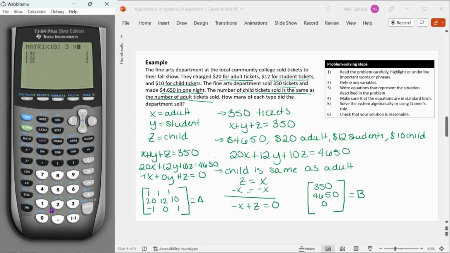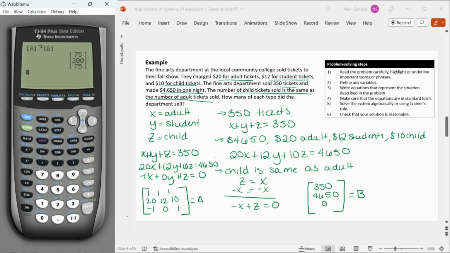Matrix B is a 3 by 1 matrix. So I'm going to enter now 350, 4,650, and 0. Okay, so now I need to go back to my home screen. And remember, I'm going to do Cramer's rule. So I do second matrix, and then I choose matrix A, and then I do x to the -1, and then I do second matrix, and I'm going to choose matrix B. Okay, and then when I hit enter, it gives me the 3 values of my variables.